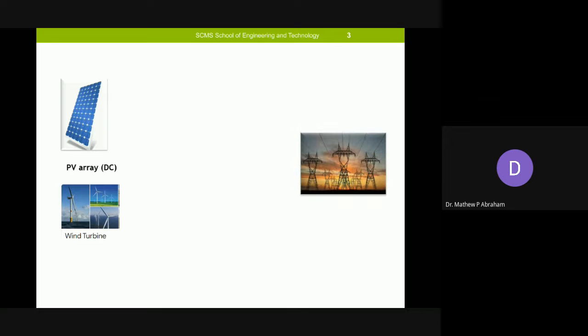So we assume that our smart grid we are going to deal with consists of so many non-conventional energy sources like PV array, wind turbine, fuel cells, batteries, all sort of things. And our aim is to connect it to a grid, and we connect it to the grid using an AC to DC converter or generally an inverter.